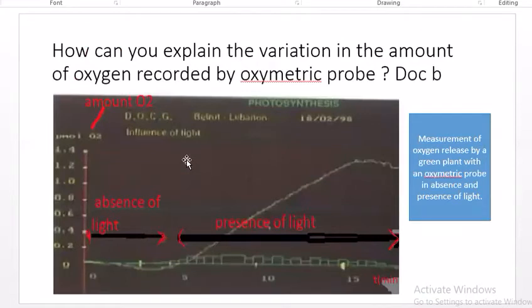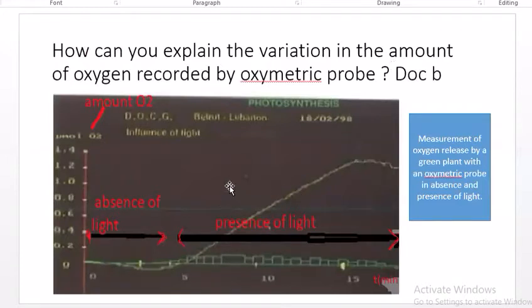Now, in this curve, we have a measurement of the oxygen released by a green plant with an oximetric probe in absence and presence of light. So, how can you explain the variation in the amount of oxygen recorded by the oximetric probe?